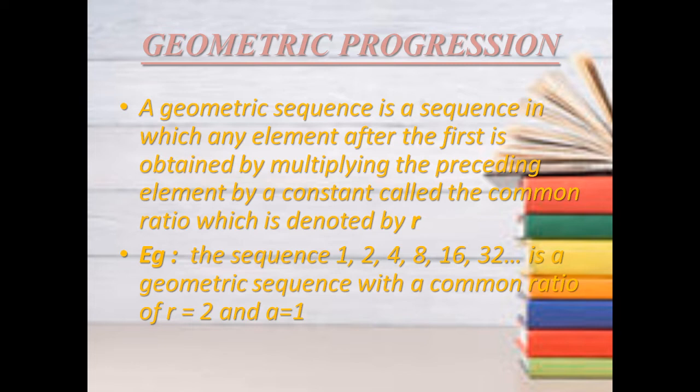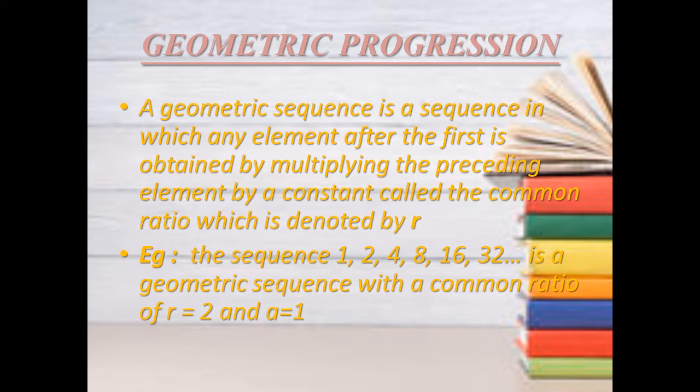Let us understand it by taking an example. The sequence 1, 2, 4, 8, 16 and 32 is a geometric sequence. How do we say that it is a geometric sequence? Here the second term is obtained by multiplying 2 to the first term, and the third term is obtained by multiplying 2 to the second term. That is 2 into 2 is 4, 4 into 2 is 8, 8 into 2 is 16, 16 into 2 is 32. Therefore, the common ratio, denoted by R, is equal to 2, and the first term in the given sequence is 1. I think everyone understood what a geometric progression is.